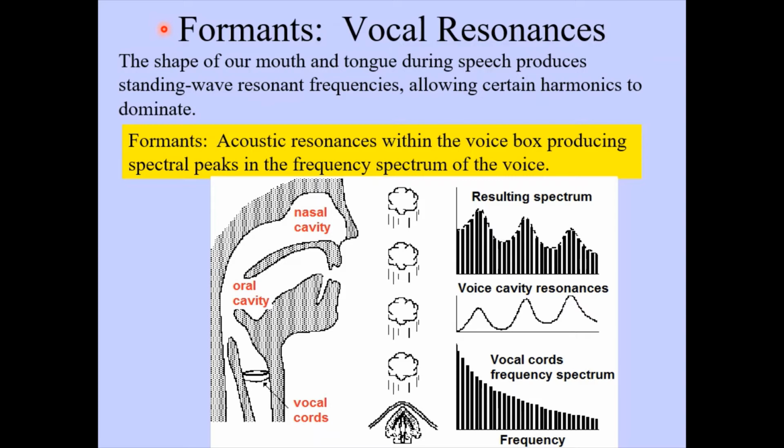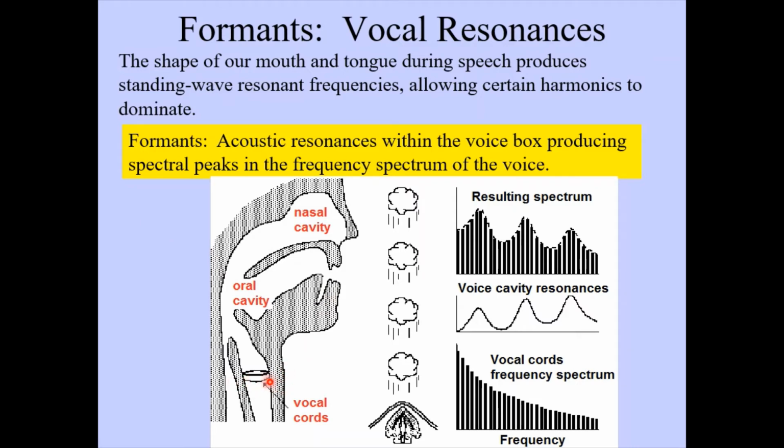So the vocal cords make sounds, but how do we actually speak and produce words? Well, the trick here is through something called formants, or vocal resonances. The shape of our mouth and tongue during speech produces standing wave resonant frequencies, allowing certain harmonics to dominate. So these formants are acoustic resonances within the voice box that produce spectral peaks in the frequency spectrum of the voice. To see what this means, let's take a look at the cross-section of a human head.